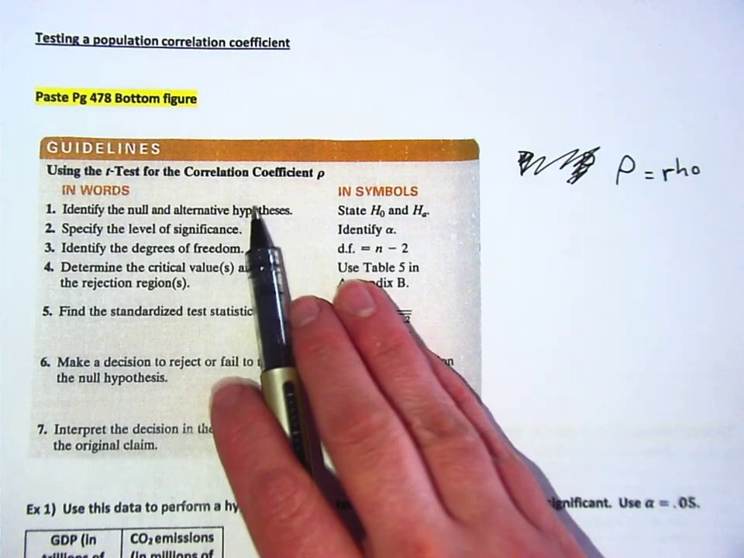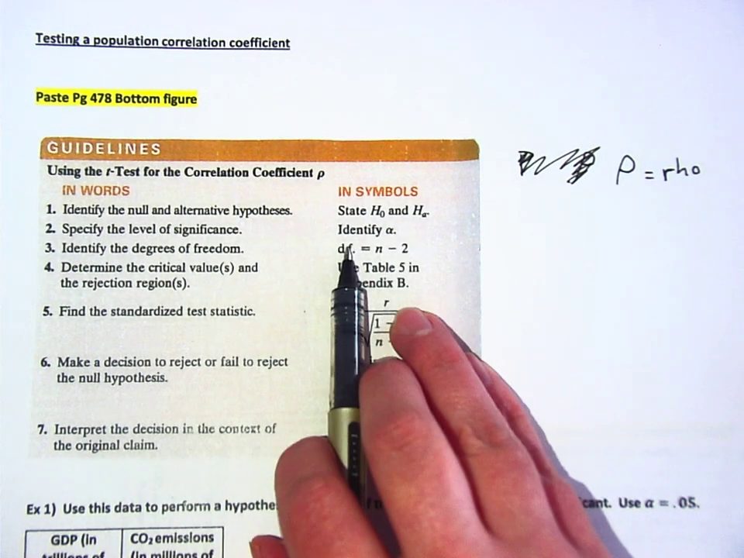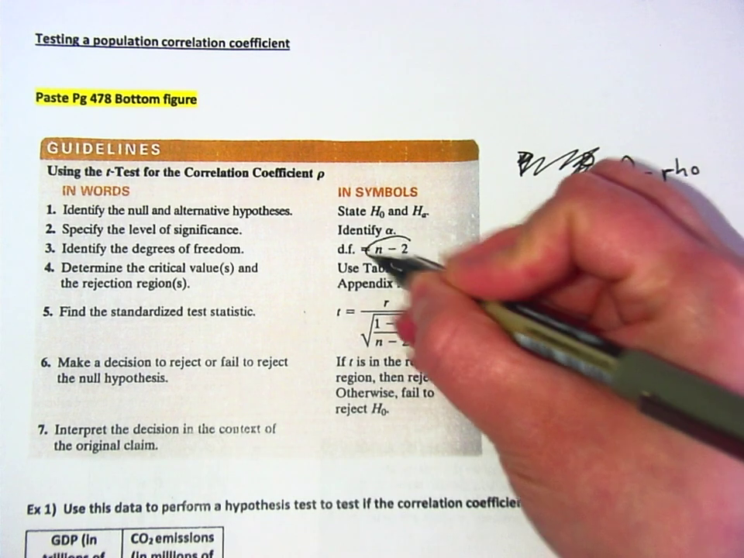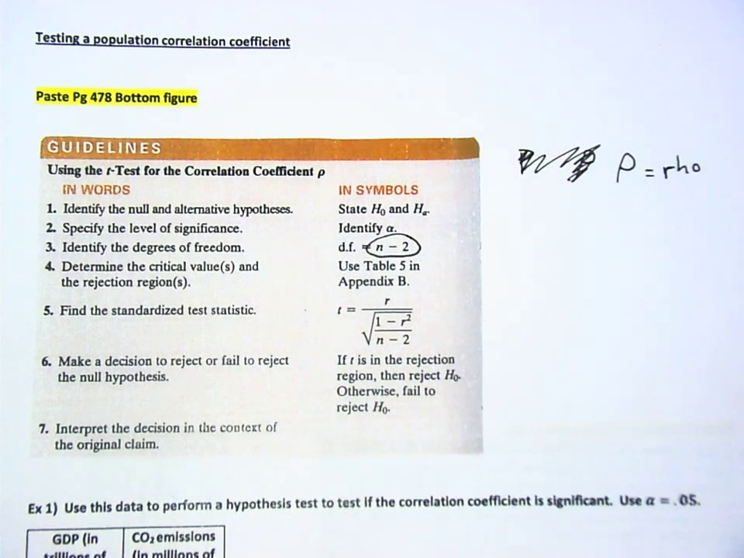Okay, so identify the null and alternative hypothesis. We've got the level of significance, degree of freedom. This time it's n minus 2. So that's something to notice.